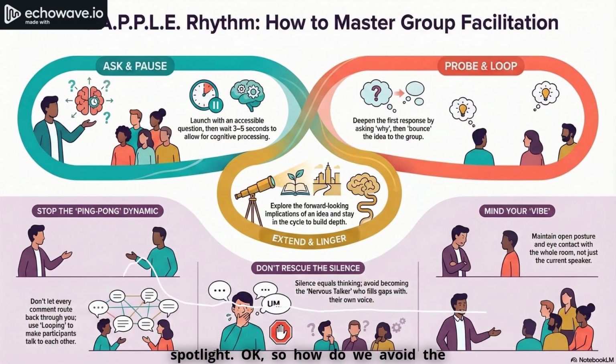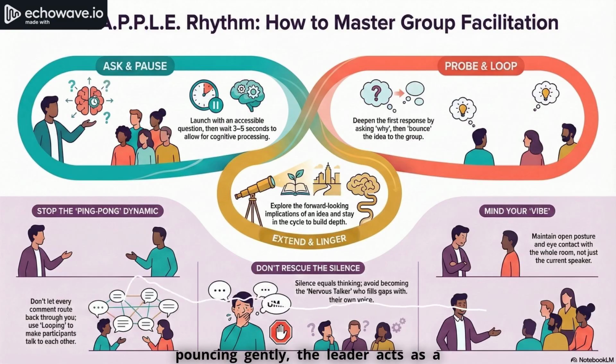Okay, so how do we avoid the spotlight? You are not pointing a finger and saying, John, what is the answer? That's a pop quiz, and it will absolutely trigger their fight or flight response. Yeah, John would panic. Right. But when you say, anyone who hasn't spoken yet want to add, you are clearing social space. Because introverts often struggle to find a gap in the conversation when louder external processors are dominating.